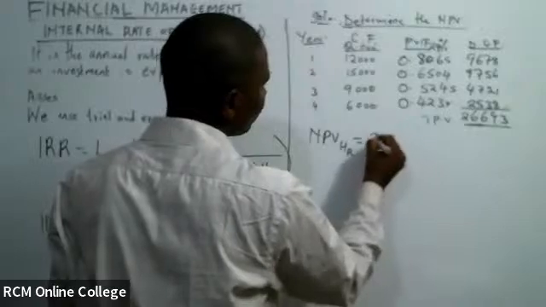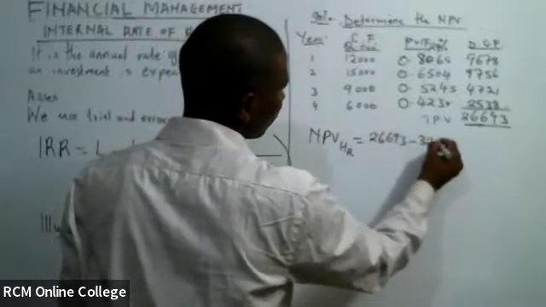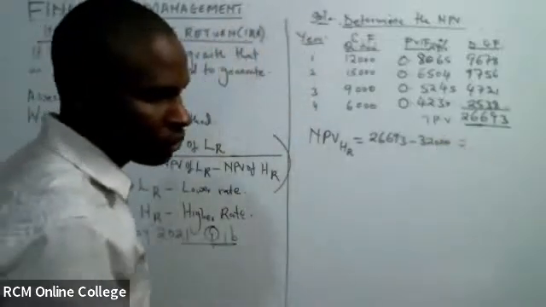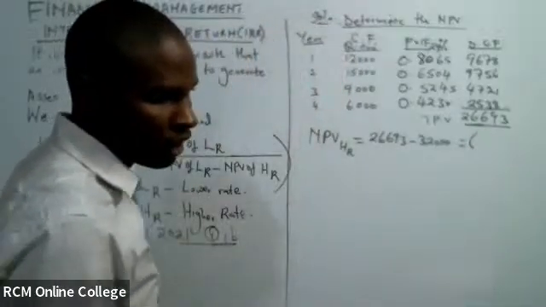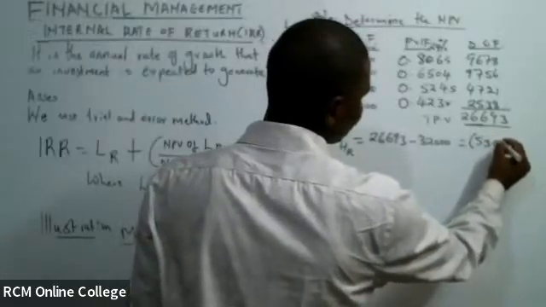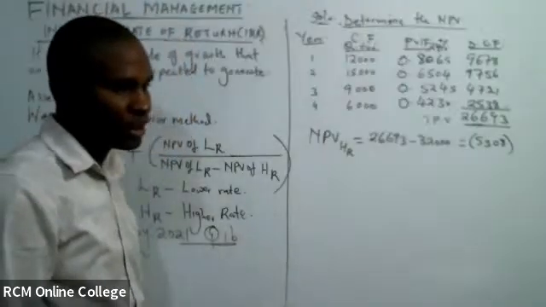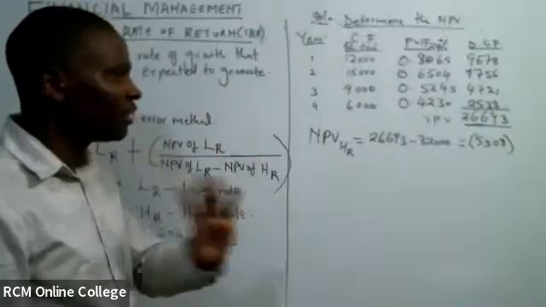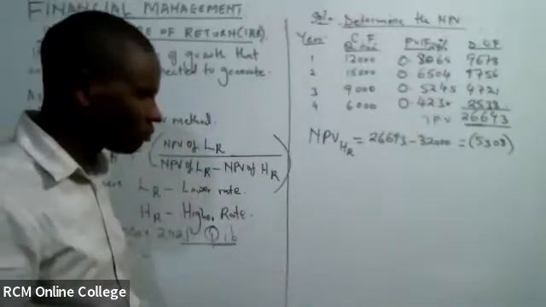Itakuwa 26,693 minus 32,000. Remember we eliminated 30. Tunapata ngapi? What will be the NPV in that? Yes, remember I'm looking for a 0 or a negative. It's a negative, 5308. I have achieved what I wanted. I wanted the higher rate to give me either a negative NPV ama 0. One sum niko sawa.